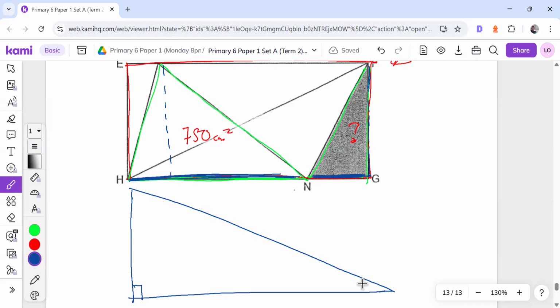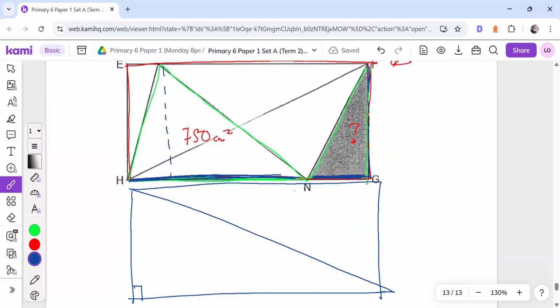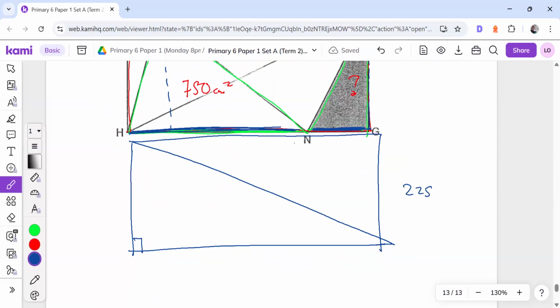Okay? And guess what? Why do we want to draw a right angle triangle? So that we can form a rectangle. And why do we want to draw a rectangle? Because if the area of the rectangle is 2250, then you can divide by 2 to find the area of one right angle triangle. So when you divide by 2, this is 1125, and this is also 1125, right?